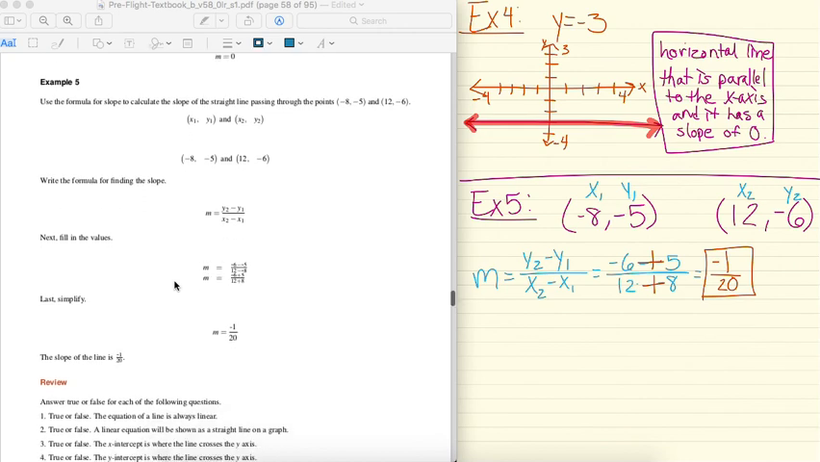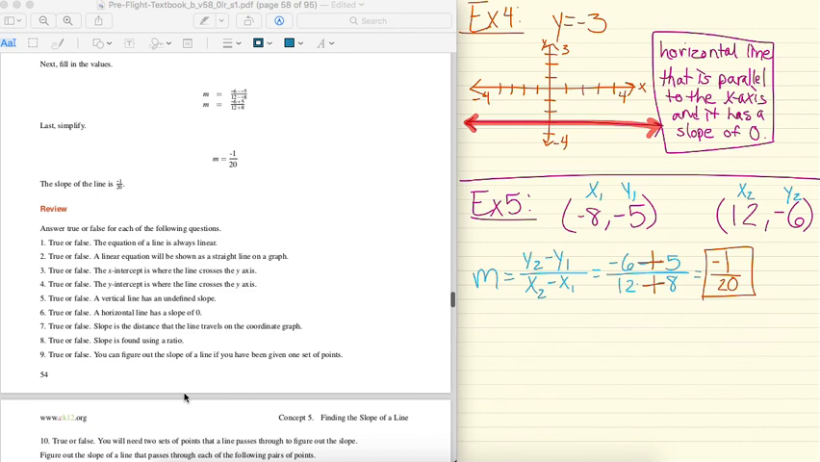All right, the next video is going to be going through a couple of the review problems. At this point, you would be able to complete the Concept 5 assignment, but I would complete some of the review problems first, check your answers, then move on to the assignment.